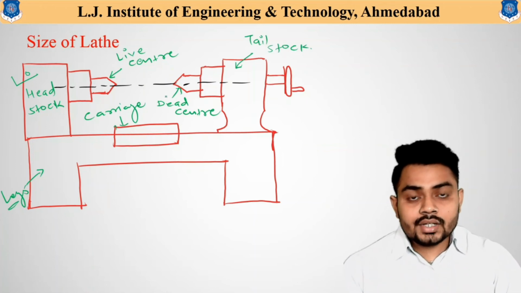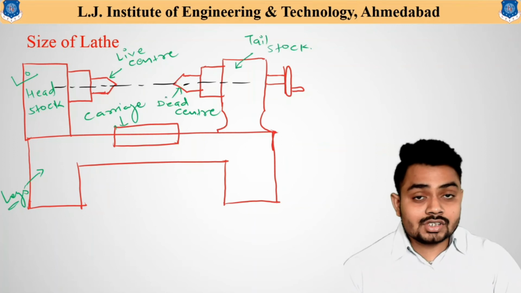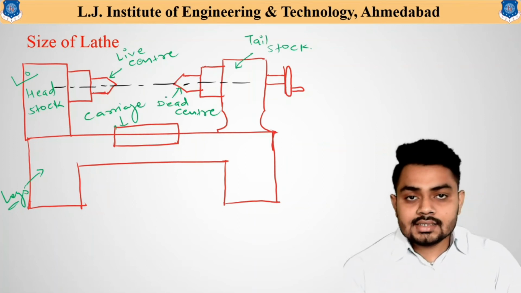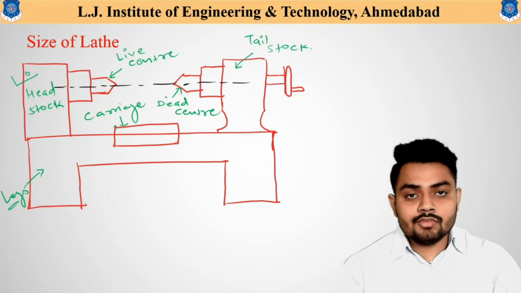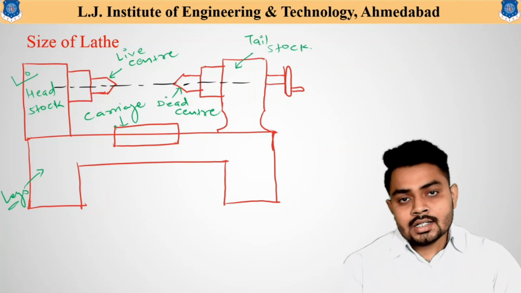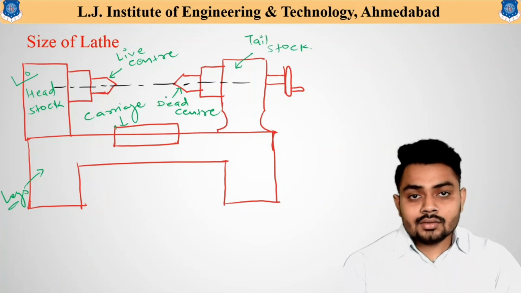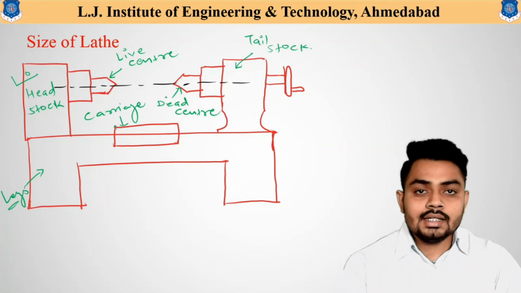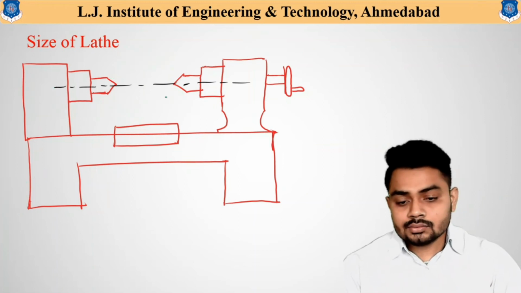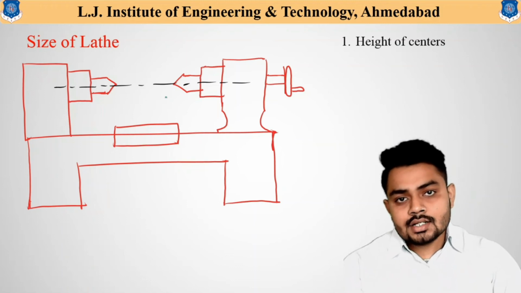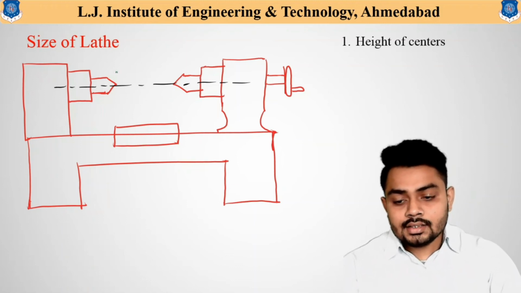Now here you can see the major important parts again. First one is the headstock, second one is the tailstock, third one is the carriage, and the legs of the lathe machine, which provide support to the entire lathe machine. So now we will understand how a lathe machine can be specified by its size, or how it can be designed. Here the first one is the height of the centers. So here you can see that these are the centers.